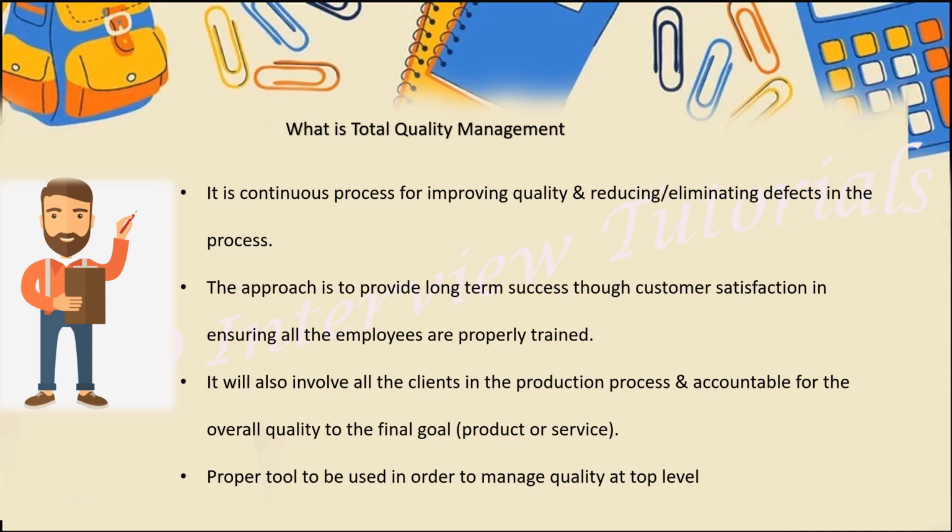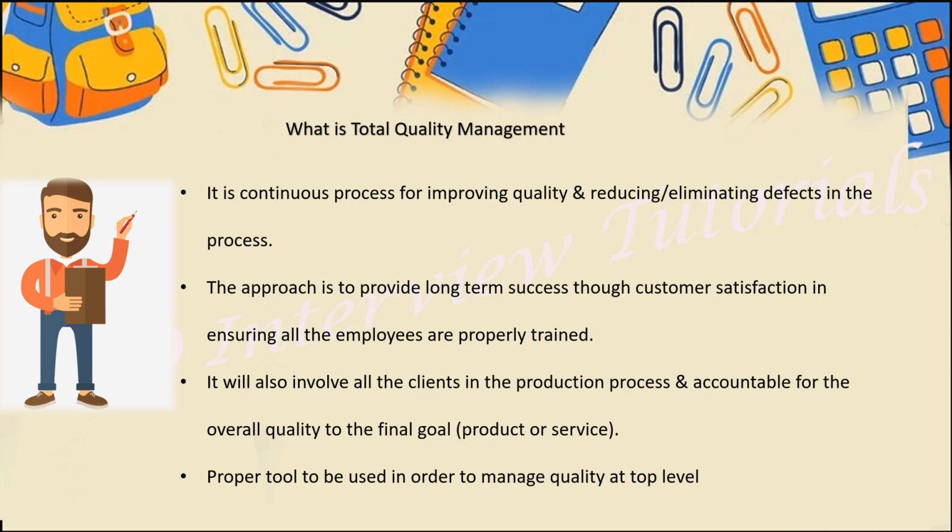First thing, total quality management is a continuous process of reducing and eliminating the defects, or the waste I can say, or maybe error I can say, from the process. If this is a continuous method, which means it will run for a longer time, and in the future definitely the errors will get reduced. Let's move to the next point, that is the approach to provide long-term success through customer satisfaction, ensuring all the employees are properly trained.